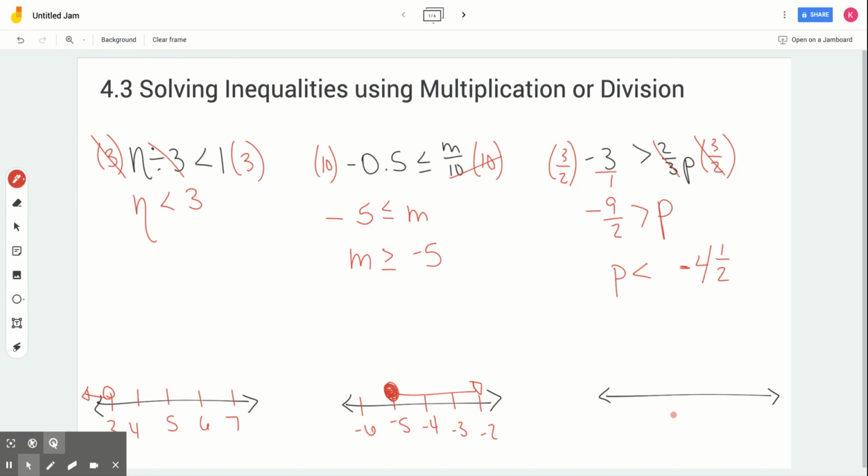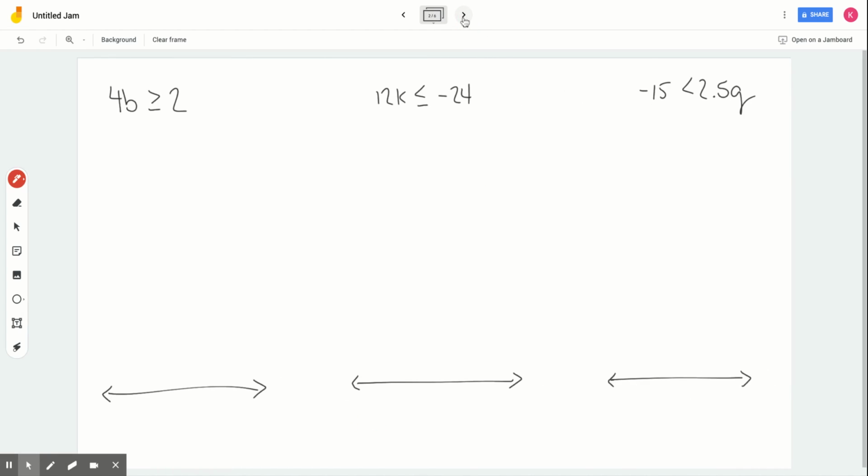Now we're going to go ahead and put this on the number line. So negative 5, negative 4.5, negative 3.5, and negative 3. So open circle since it's less than, and since it is less than, we know that we shade to the left. Let's take a look at a few more.